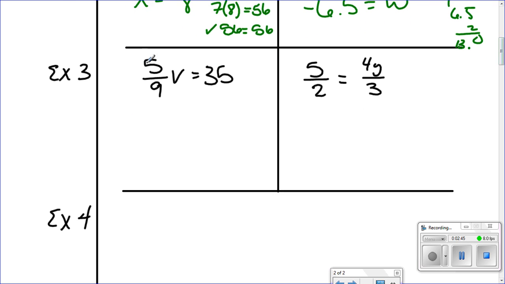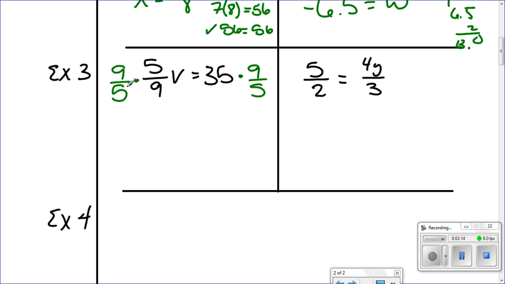In example 3, 5/9 times v is equal to 35. Well, what's with the v? It's 5/9. What is the 5/9 doing to the v? It's multiplying. So how can I move it from one side to the other? There's two ways, really. I could multiply by 9 to make the 9's go away, and then I could divide by 5 to make the 5 go away. Or I could simply do it in one step, and I could multiply by the reciprocal, which is the way I'm going to show you in the homework, or here in the examples.